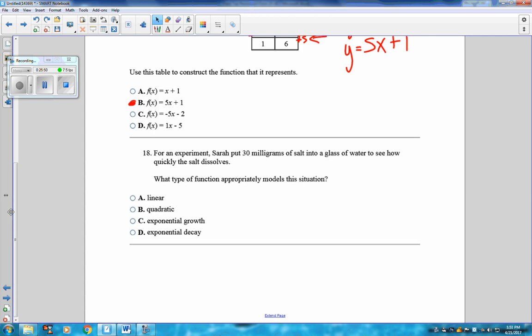18. For the experiment, Sarah puts 30 milligrams of salt into a glass of water to see how quickly the salt dissolves. What type of function approximately models this situation? So we're trying to see how fast the salt dissolves. The answer to this question is D. And the reason being is because each gram of salt dissolves at a different rate. Then none of the salt dissolves at the same rate, so it all dissolves differently. So it's going to dissolve, so that means it's going to decrease at an exponential rate.